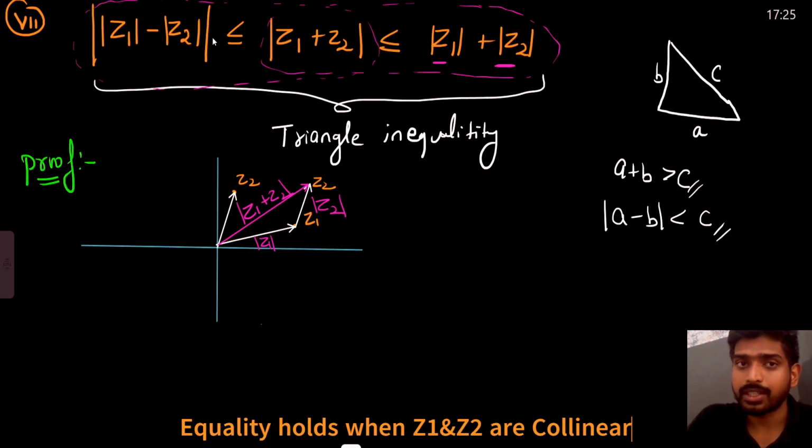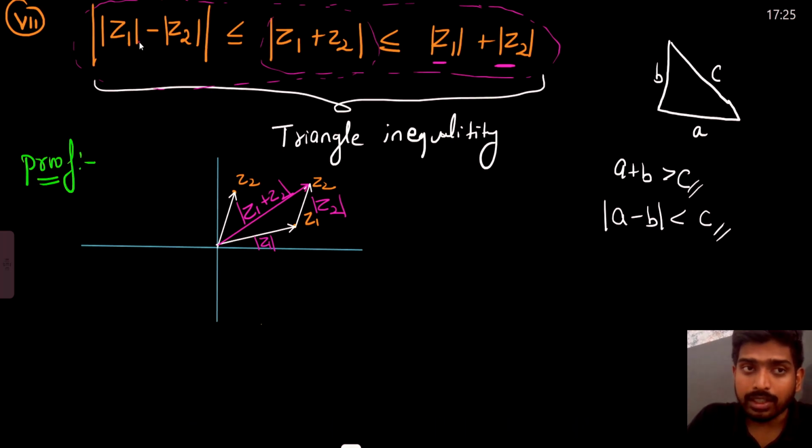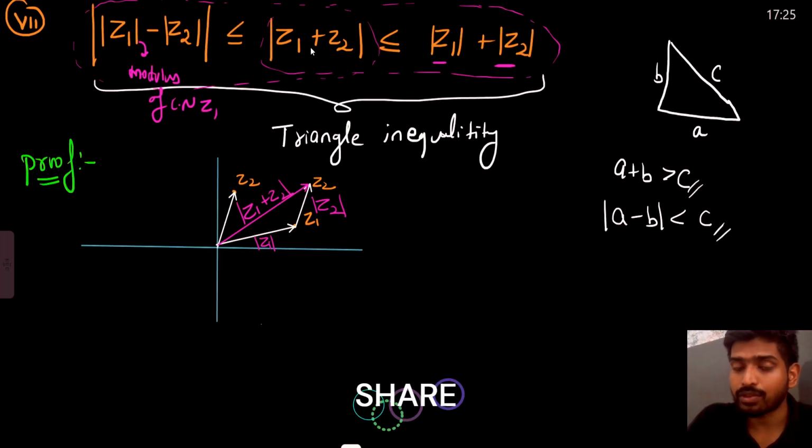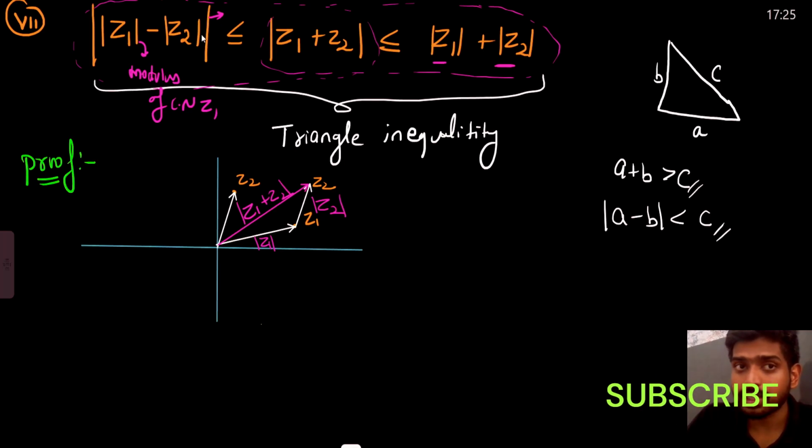Now, listen, this modulus represents the modulus function. Modulus of complex number z1. Similarly, this represents the modulus of complex number z2. This represents modulus of complex number z1 plus z2. But this outer mod is actually the absolute value function, which we studied in algebra. This outer mod is the absolute value function.